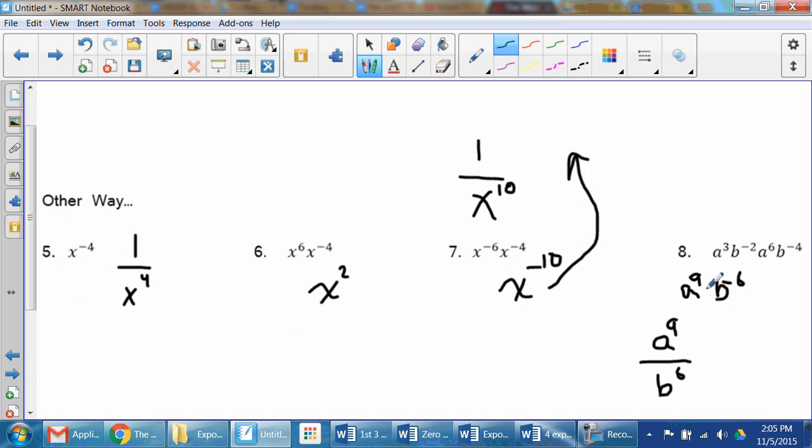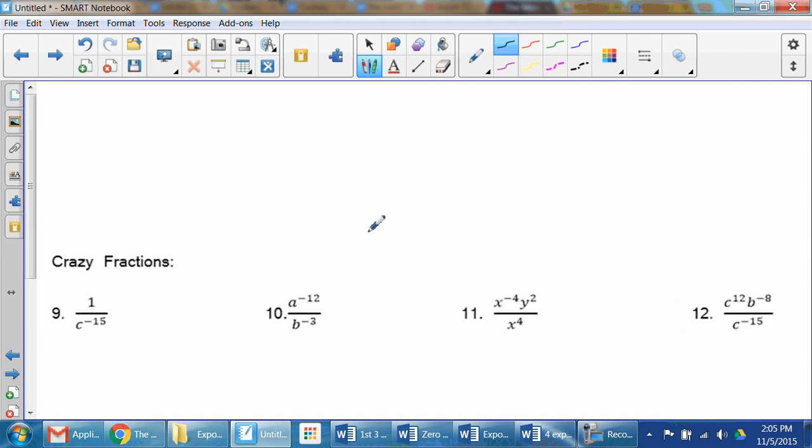So if one's positive, one's negative, and they're being multiplied, the one that's negative needs to move to the bottom in order to make it positive. That's the final answer to 8. Here's a couple more ones to try. Pause the video and try to solve these problems.